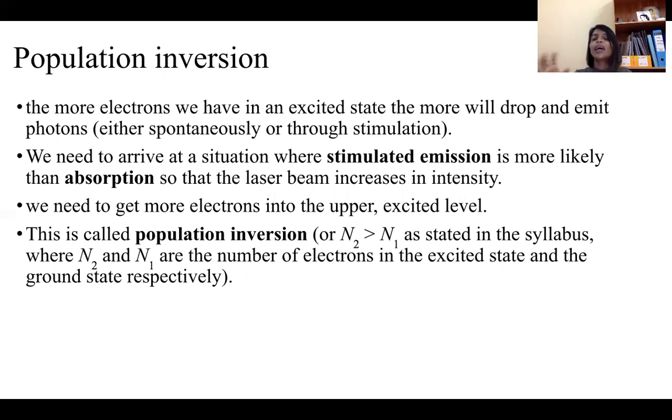So basically, we need more electrons in the excited state, and we need to arrive at a situation where stimulated emission is more likely compared to absorption, right? We will see how this population inversion is achieved in different laser systems.